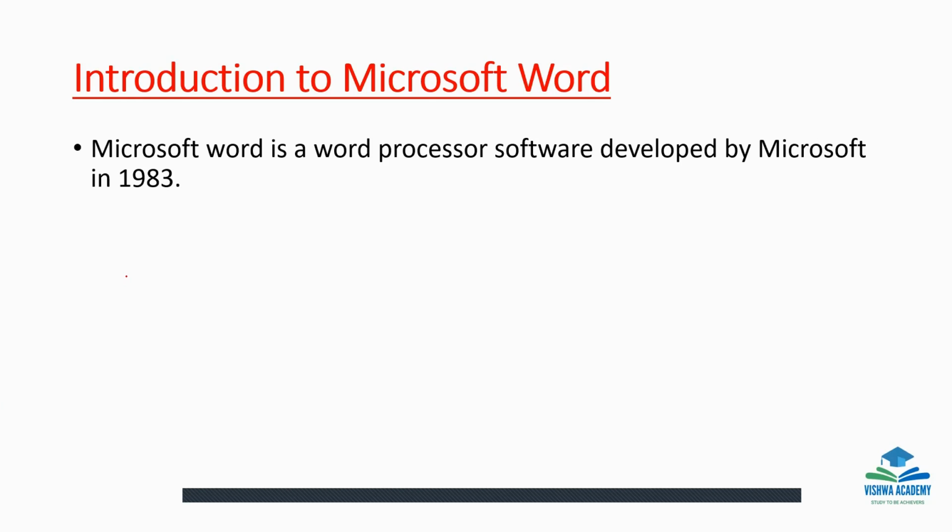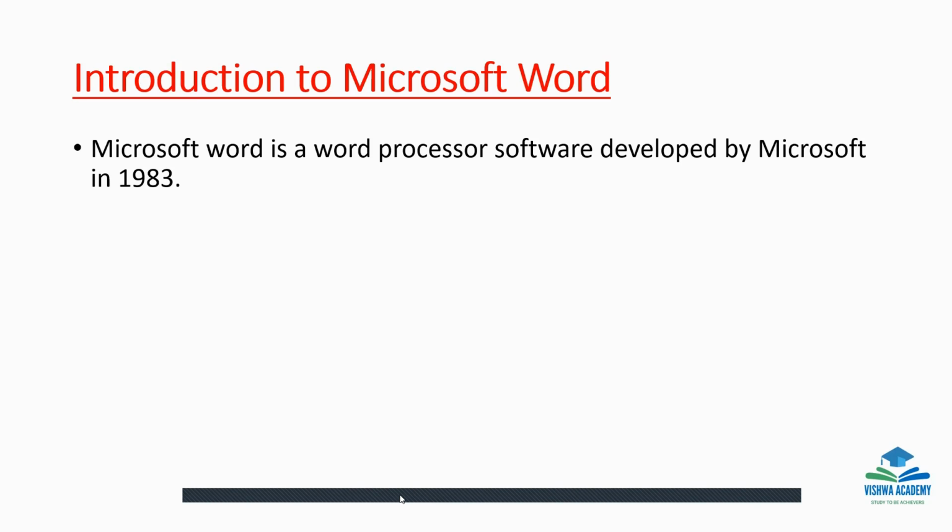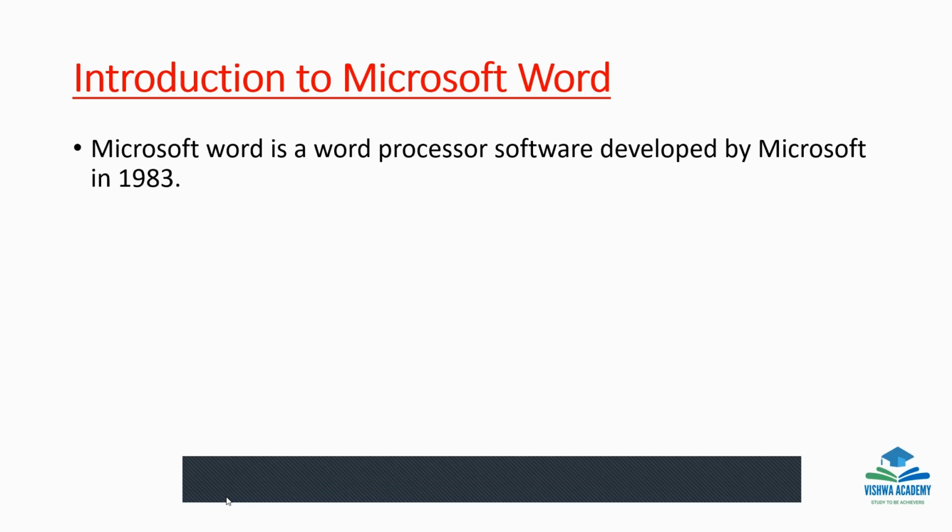Microsoft Word is word processor software which was developed by Microsoft itself in the year 1983. Why is this important to remember? Because in most examinations, most government examinations, they ask how you are going to remember all the terms, like when it was launched, when it was designed, with whom it was designed. So everything is asked. Every little piece of information is mandatory to know about a particular software.